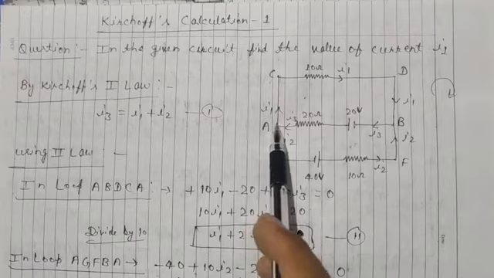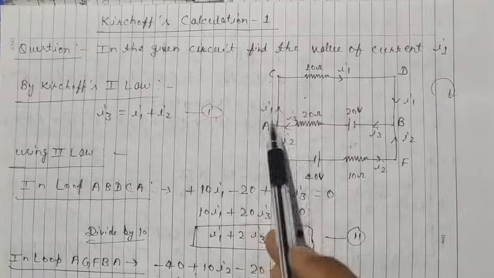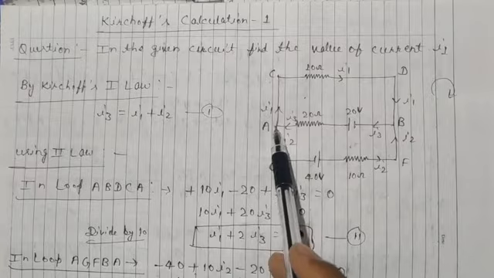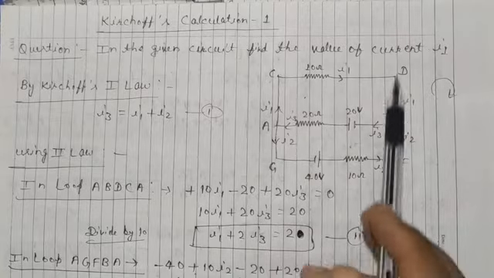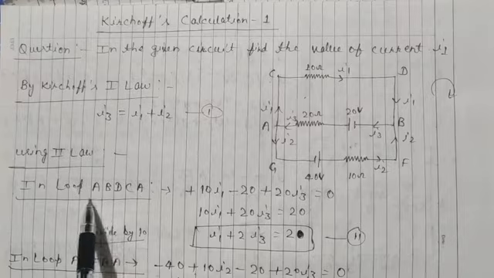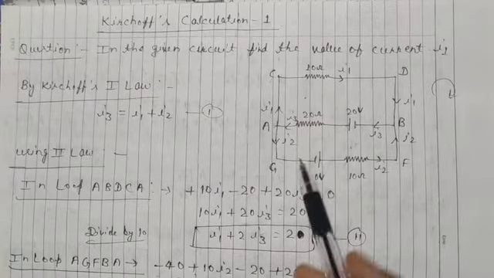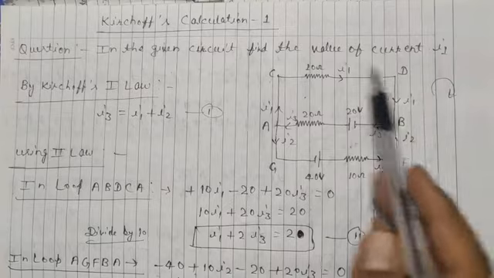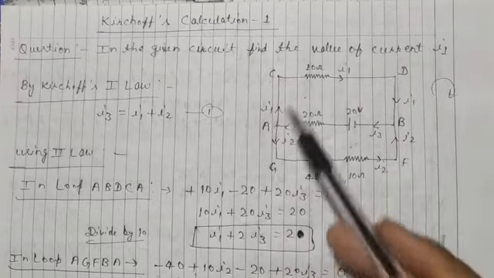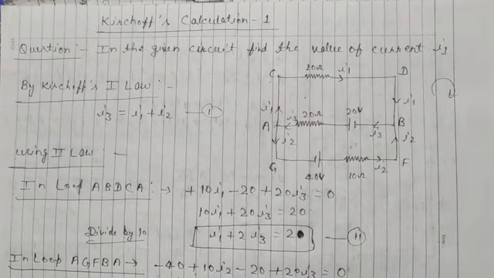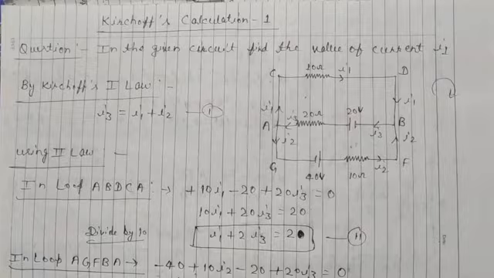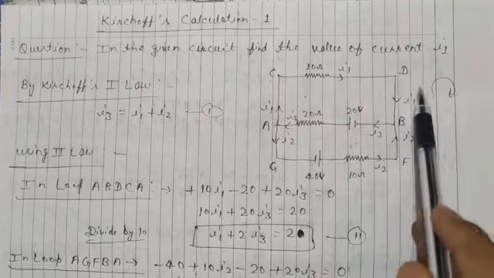Let the name of this loop be A, B, D, C, A. We can write A, B, D, C, A or A, C, D, B, A. Anything we can write, but we take our calculation direction clockwise, in this direction.